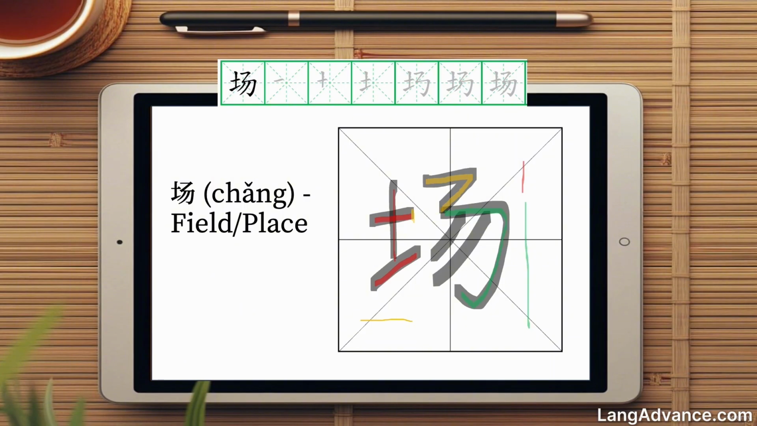And now let us deal with the 撇, the diagonal stroke. The top one is a little bit shorter than the bottom one. Now let us see how you write that again. We have the 土. Awesome. So that's your word 场, which is field or places.